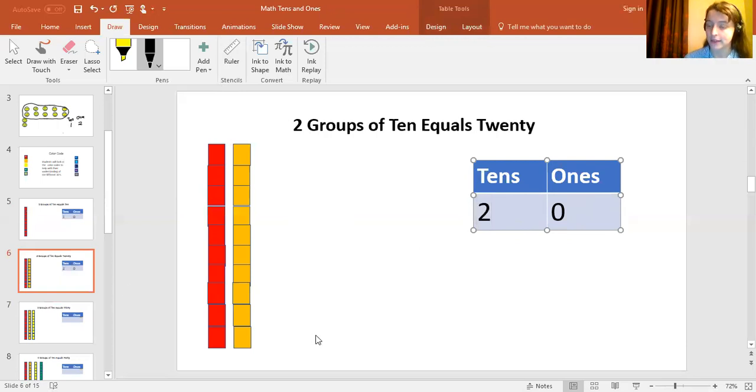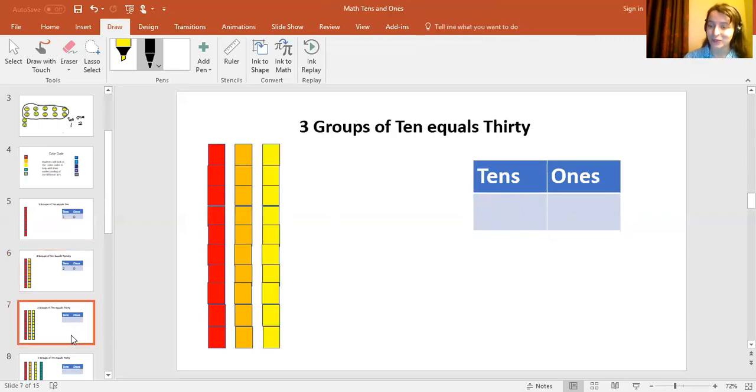And we could even count these squares. 1, 2, 3, 4, 5, 6, 7, 8, 9, 10, 11, 12, 13, 14, 15, 16, 17, 18, 19, 20. So that would be 20, the number 20.